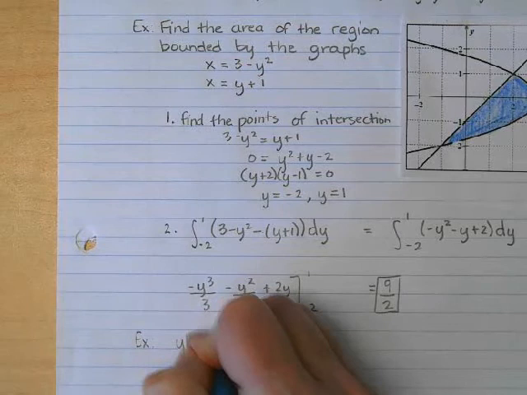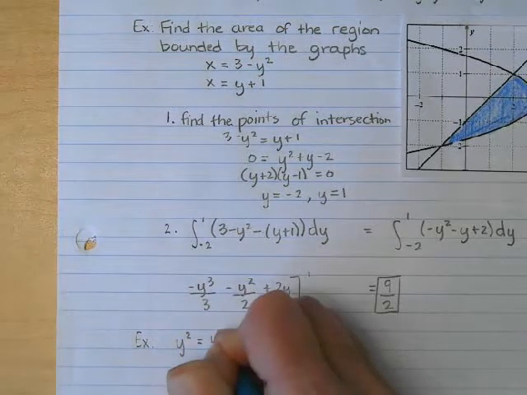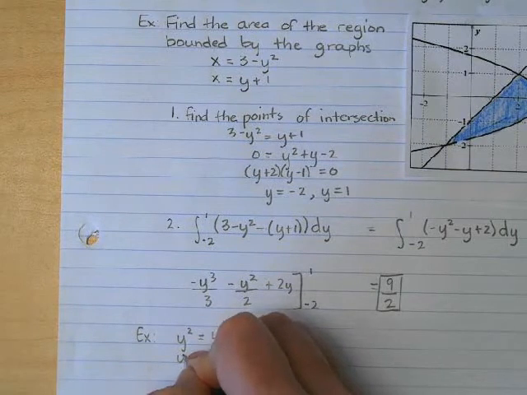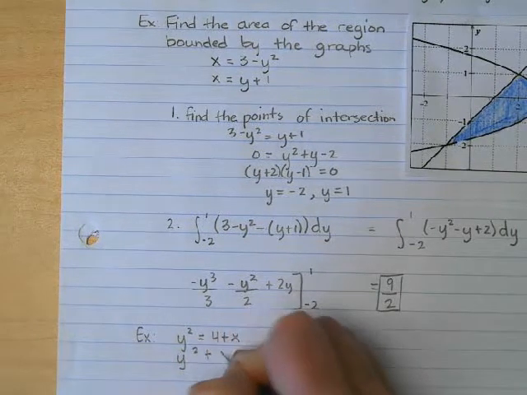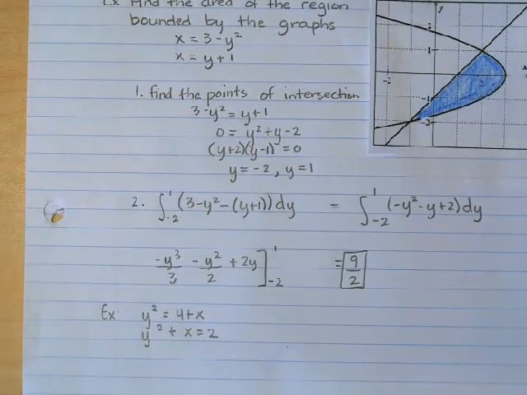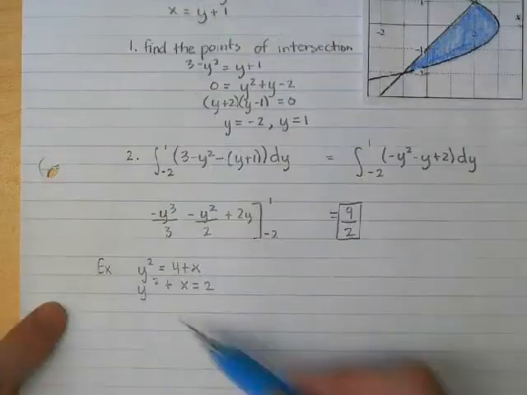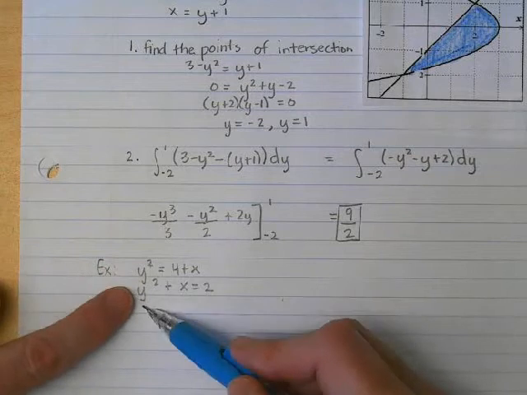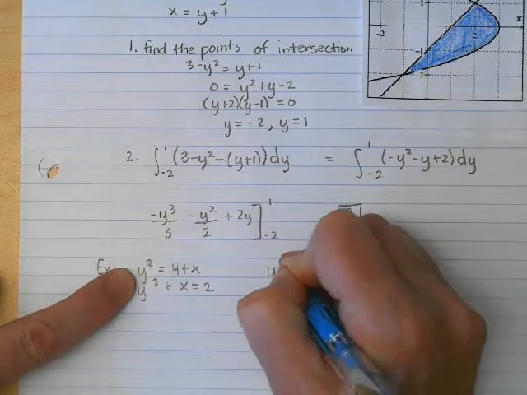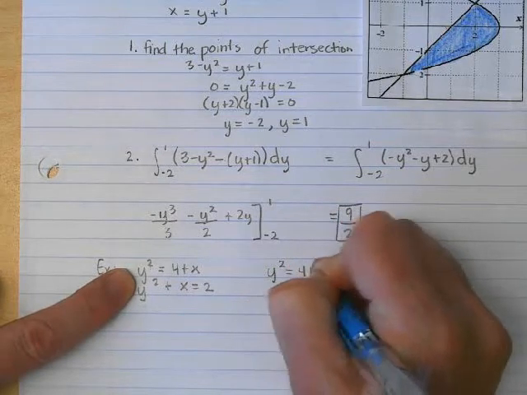So let's say we have y squared is 4 plus x, and y squared plus x equals 2. This is one that I might cheat a little bit on my calculator to see what this is going to look like. So I'm going to solve each of these for y. Over here, watch what happens when I go y squared is 4 plus x.